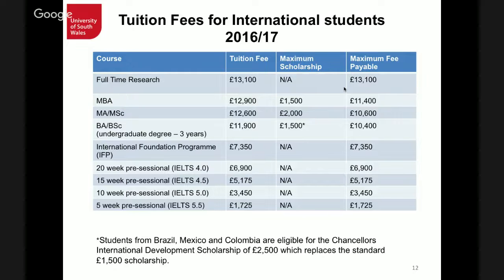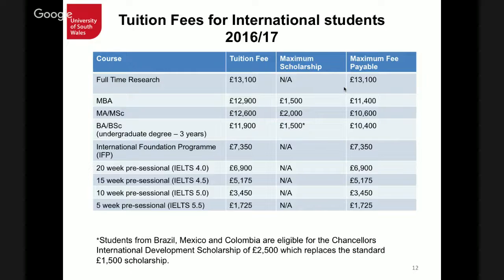So for an undergraduate degree, you would pay £11,900 each year. Now, the scholarship for this would depend on which country you come from. So, for example, if you are from Brazil, Mexico, or Colombia, then you would be eligible for a scholarship of £2,500, okay? Now, this is a scholarship each year, and this replaces the standard scholarship of £1,500, which is what students from all other countries would be eligible for.